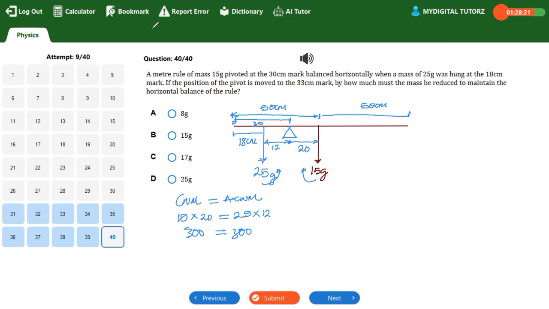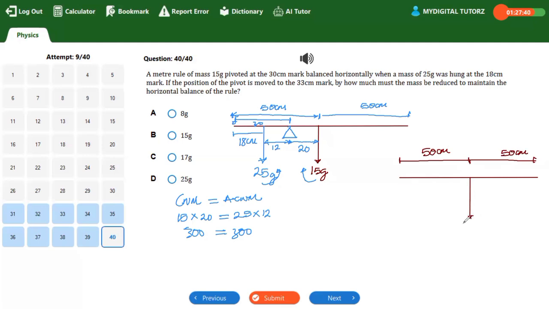If this rule is now in its position such that it balances at what? At the 30 centimeter mark. So here is the meter rule now. And in the main position, our mass is still at the middle, which implies that from here to here is still 50 centimeter. And from here to here is 50 centimeter, right?